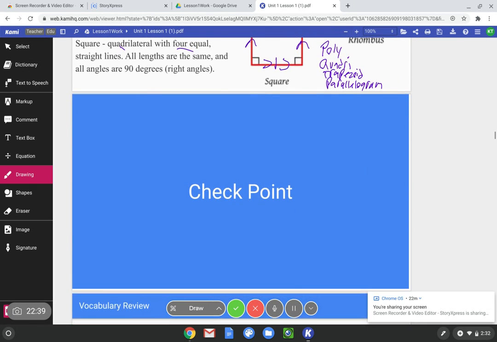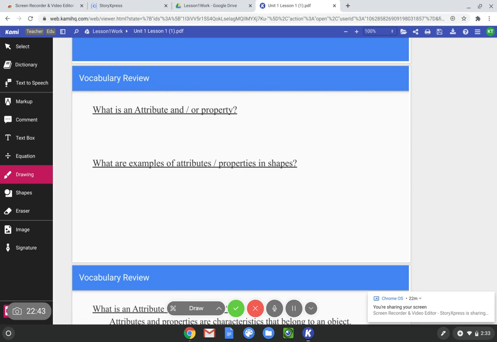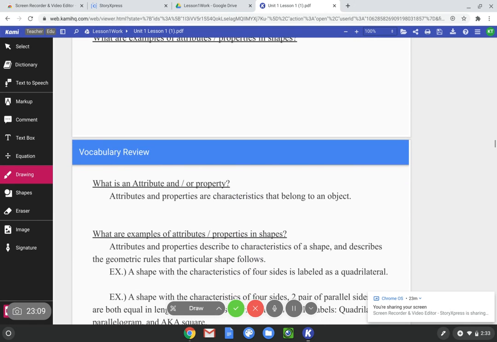Checkpoint. Okay, let's go through vocab again, or apply vocab to answer these questions and make sure that we can really understand how knowing the vocab, knowing the attributes affects shapes. So what is an attribute and or property? What are examples of attributes and properties and shapes? Pause the video and fill out these questions. Okay, now that you've answered these questions, let's go on to the answers.